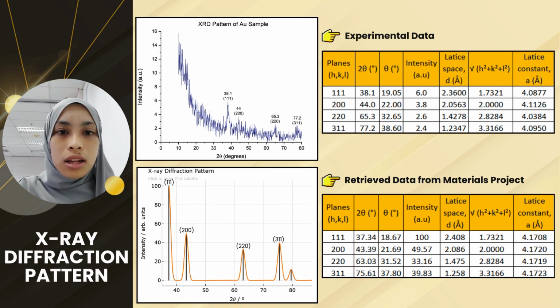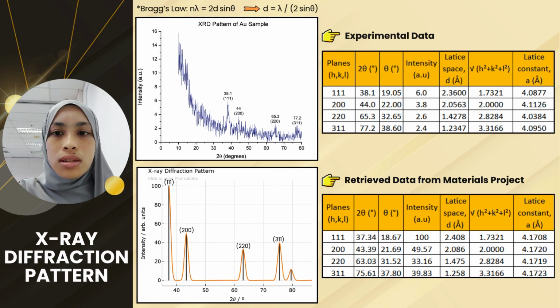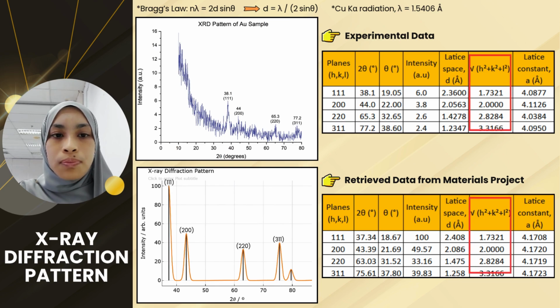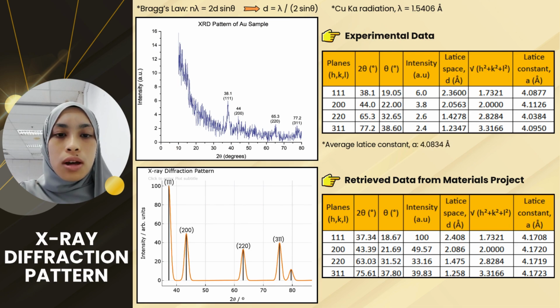Now let's take a look at how we determine the lattice spacing d for each plane. We use Bragg's law and rearrange the formula to this equation, where the wavelength is the X-ray wavelength, which is Cu K alpha radiation, lambda equal to 1.5406 Angstrom. After calculating the d spacing, we use the formula for a cubic crystal to find the lattice constant a equal to d times the square root of h squared plus k squared plus l squared. We follow this method for all planes, and the average lattice constant from the experimental data is approximately 4.0834 Angstrom.